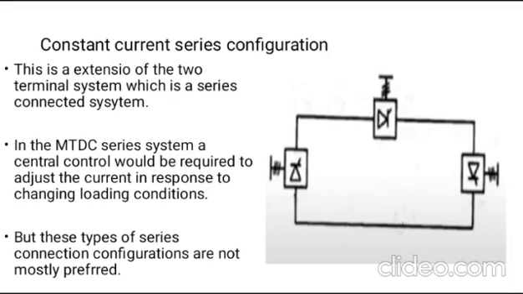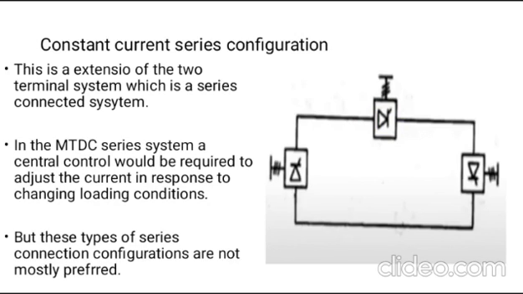Constant current series configuration system. In the constant current series configuration system, this is the extension of the two terminal system, which is a series connected system. For example, without this converter station, it would look like a two terminal HVDC system. If we connect it in series, with an intermediate station, then it would look like a constant current series configuration system, because it is an extension of the two terminal system, which is a series connected system.